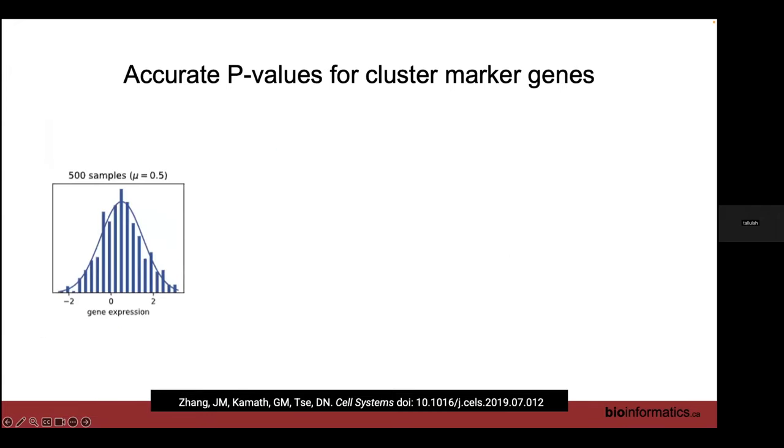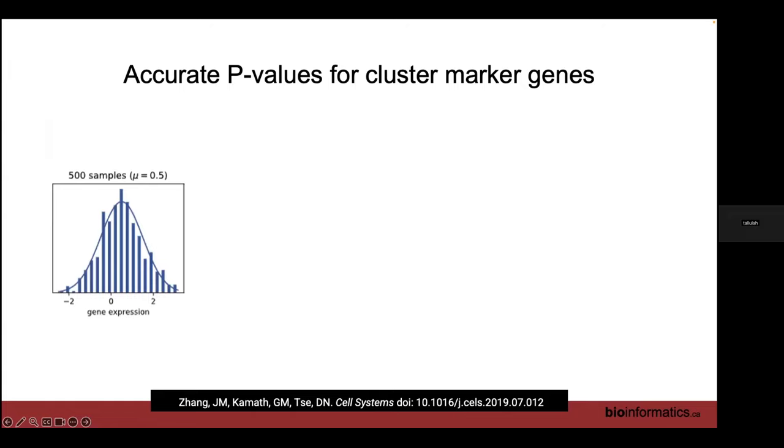So if you want to get accurate p-values, to say that yes, this is a new cell type and these are the genes that define it, you actually can't use any of the methods inside of either Seurat or Scater or Scran. There's only one method currently that actually calculates accurate p-values for comparisons between clusters, because the act of clustering our cells creates a bias.